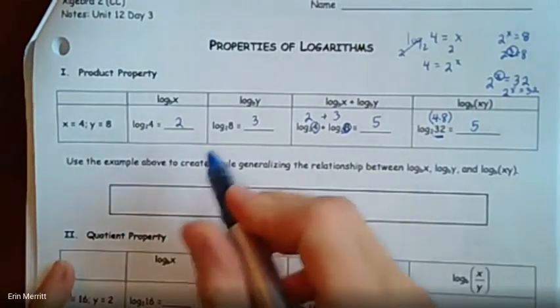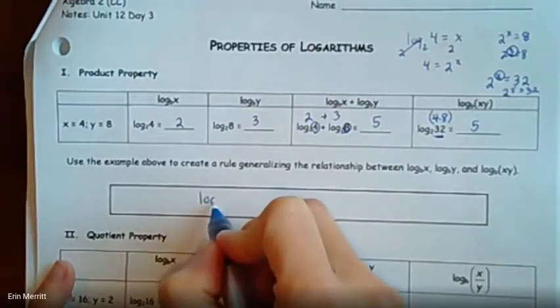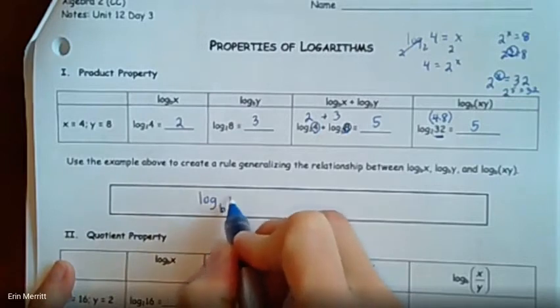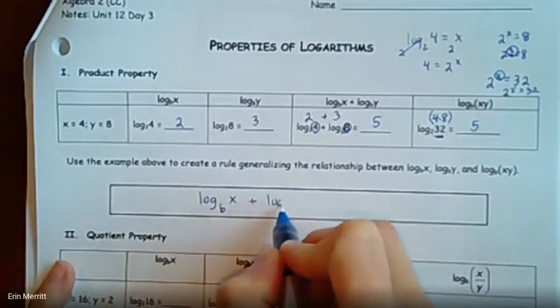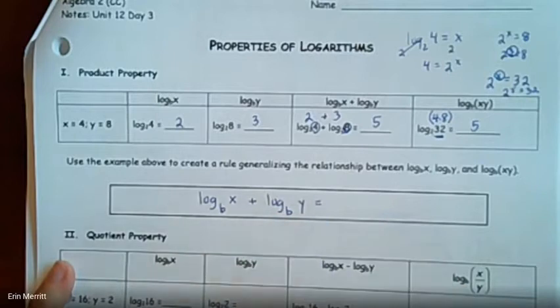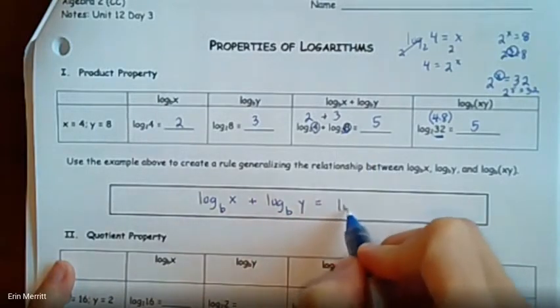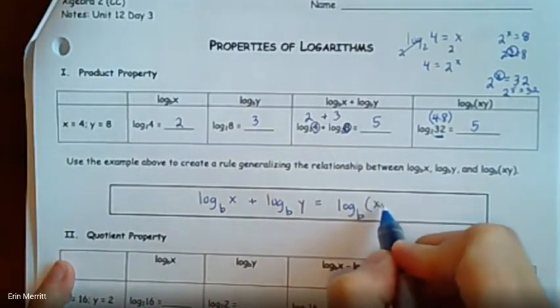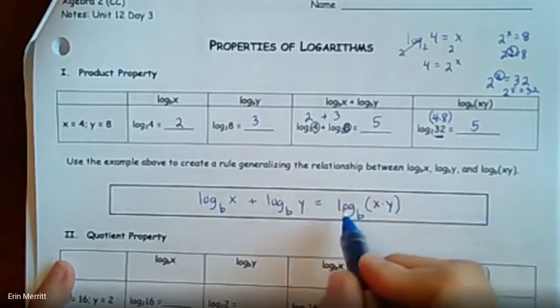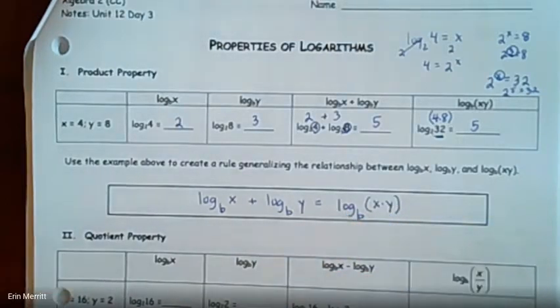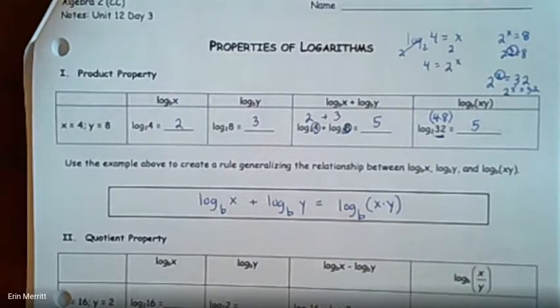So the way we can write the rule is to say, in general, if we do log base b of x plus log base b of y, it'll give you the exact same answer as if you had multiplied x and y together and then taken log base b of that. So there's your first rule.